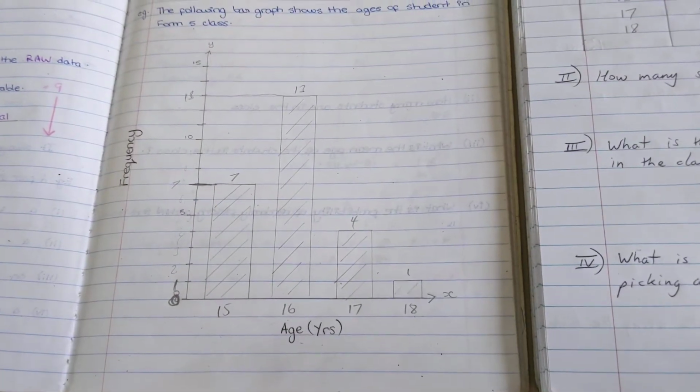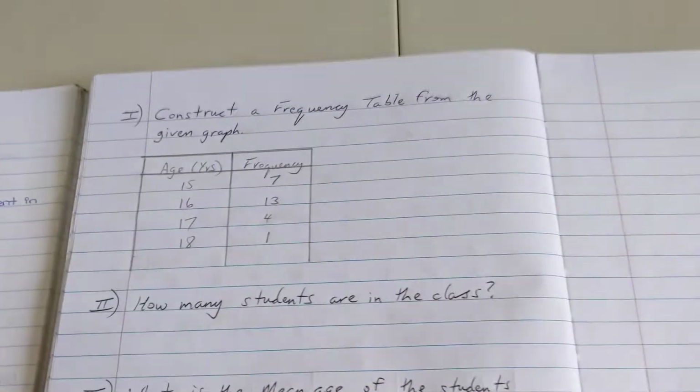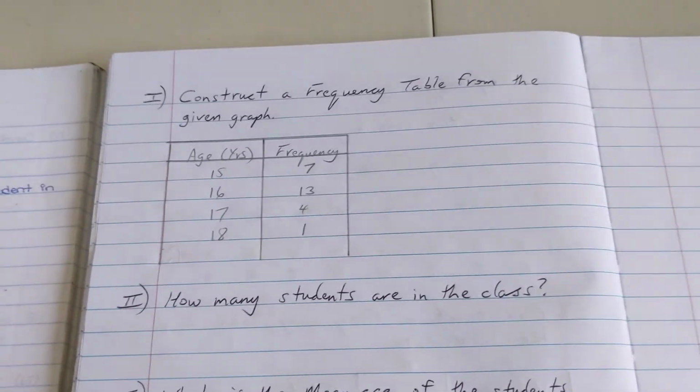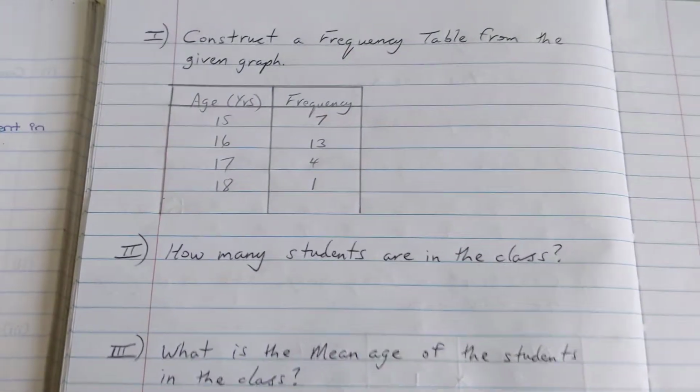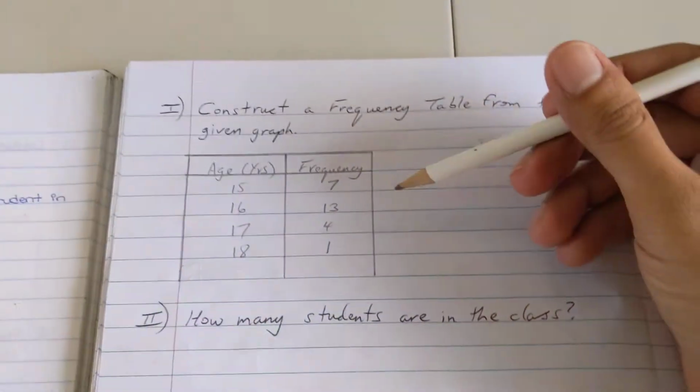So we complete the table from the graph. We just read the information off the graph, which is a good skill to have. It's something they will test at some point, to make sure you can analyze and read information off a graph. So we have our frequency table now.